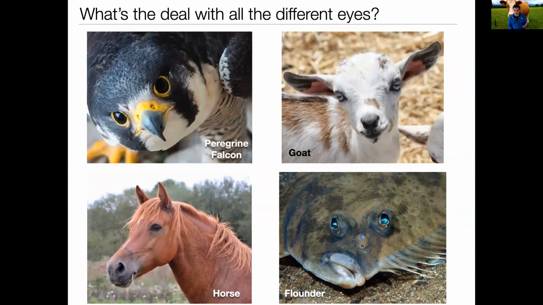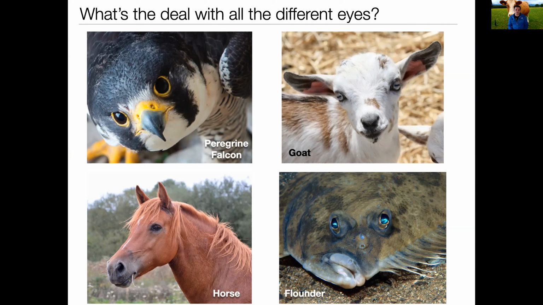Another type of question you could ask is, what's the deal with all the different eyes that we see in nature? Here are just 4 examples: a peregrine falcon, a horse, a goat, and a flounder. They all have eyes, they all have 2 eyes, but if you look at them, their eyes are all very different. They're positioned differently, they're shaped differently, they have different structures in them. So what's the deal? How do they all have eyes, but all have different eyes? How did nature get that way? These are the sorts of questions that lead you down the path of thinking that Wallace and Darwin both went down.